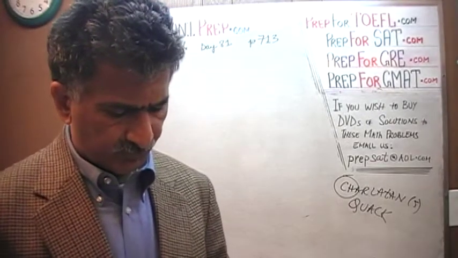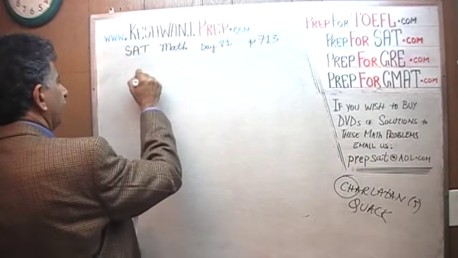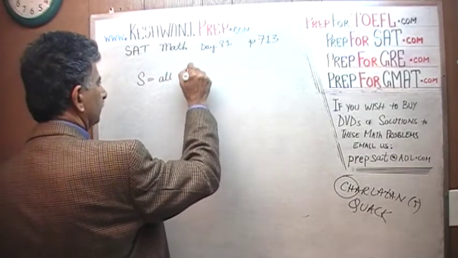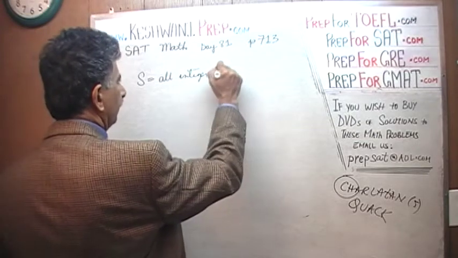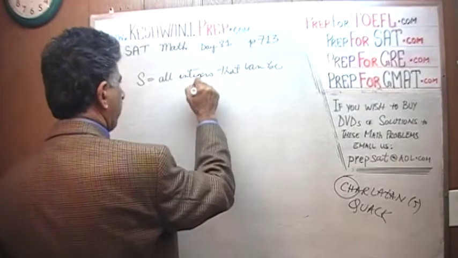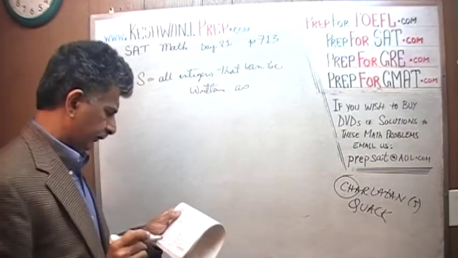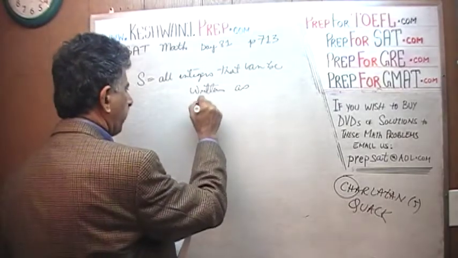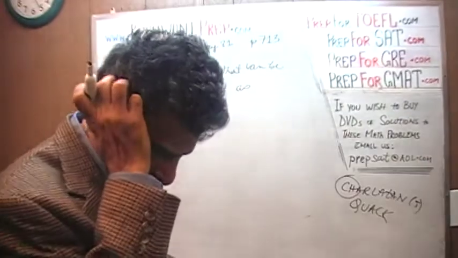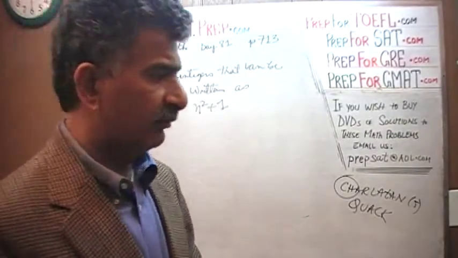Let S be the set of all integers that can be written as n squared plus 1. So we have a set S, which is a set of all integers that can be written as n squared plus 1. If an integer can be written as n squared plus 1, then it will belong to the set.